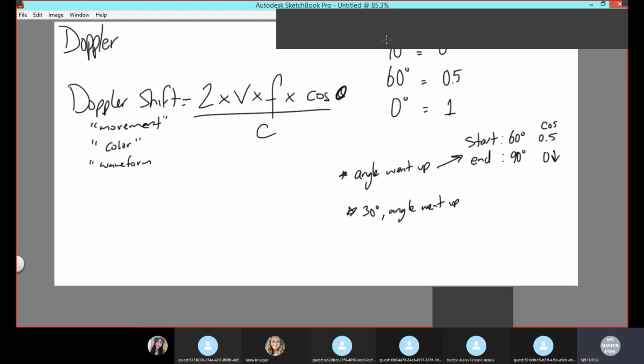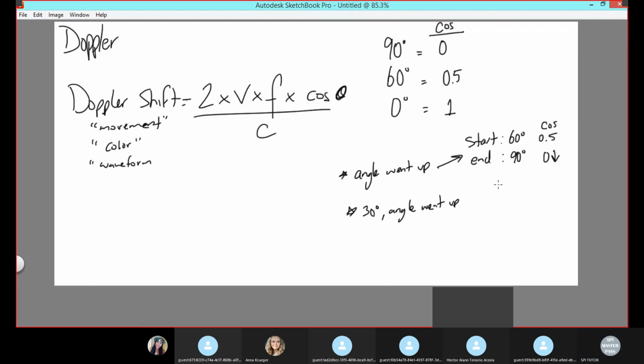Remember, if you have any questions, please ask me. The second example is going to give you an angle. So they're going to start at 30 and then they just say go up.